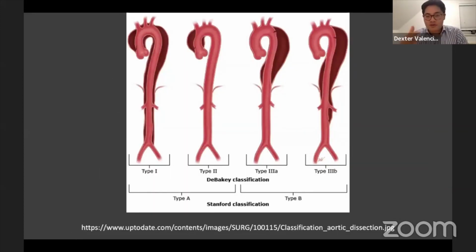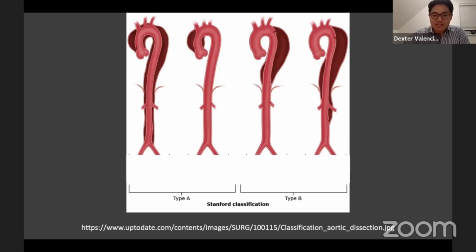So some of you who have studied aortic dissection, you'll know about certain classifications. Here in the UK, we stick to the more simple classification, which is the Stanford classification. And that's simple because it's only type A and B. So if we ignore the other DeBakey classification for now, let's look at the Stanford classification. What this means is that type A involves the ascending aorta.